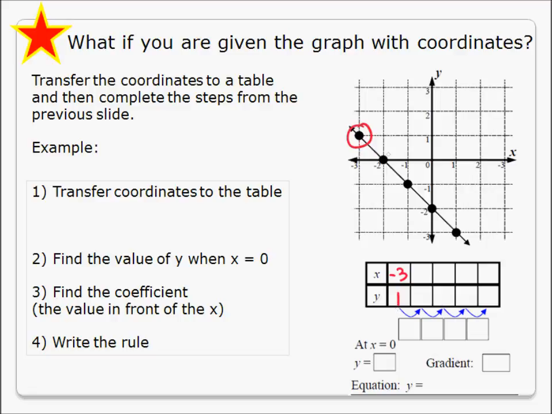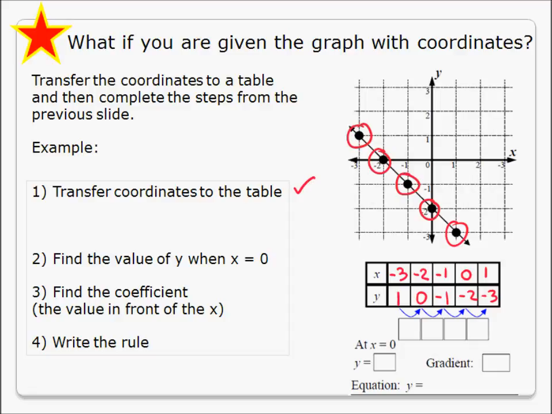Then I go along the line, and I get -2, 0. Now continue along the line in the left to right direction. So my next point is -1, -1. My fourth point, 0, negative 2. And my final point is going to be 1, negative 3. So I've transferred the coordinates into the table, so that's done.